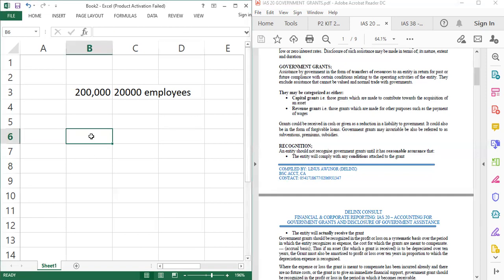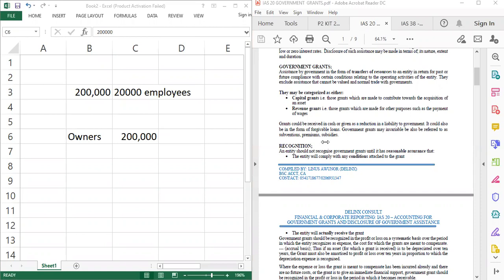What if the owners of the company, the shareholders of a company, have given an amount towards acquisition of assets, or they have given an amount to the entity that they should use to pay their employees? What if the owners of the company have given 200,000 to the entity to pay their employees? How are you going to account for this particular transaction? It's not easy. How are you going to account for this?